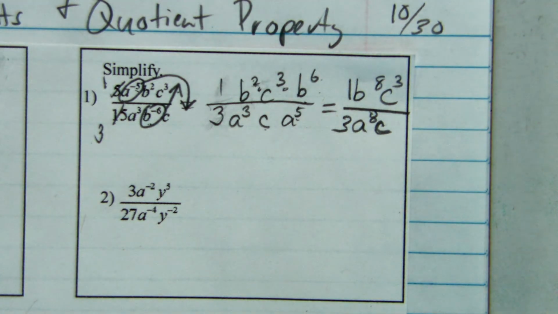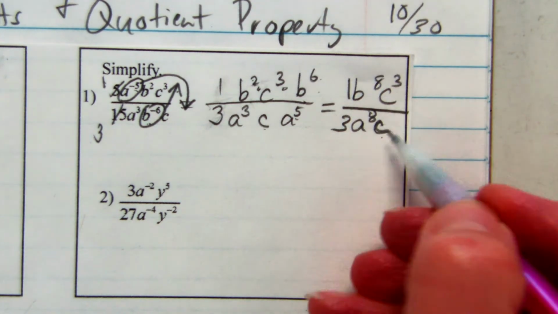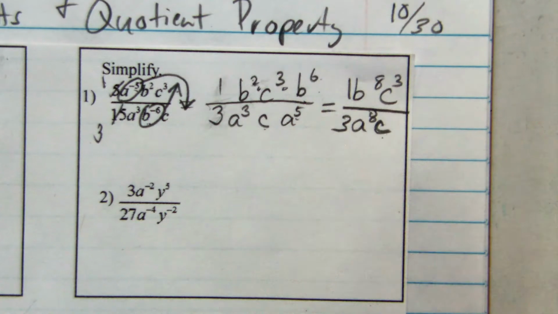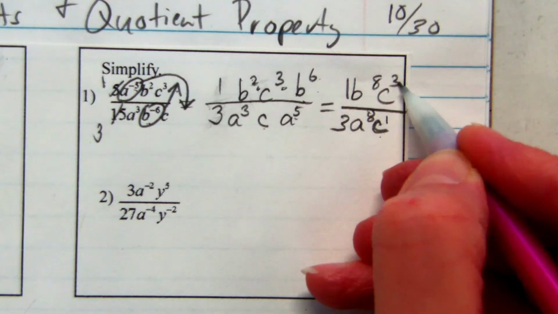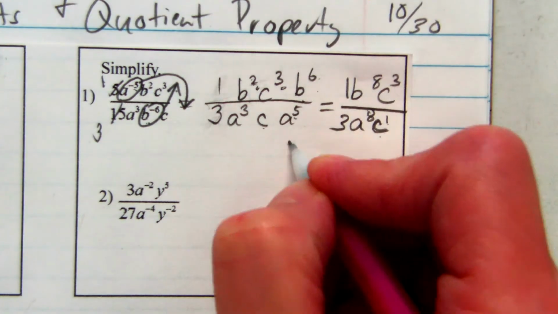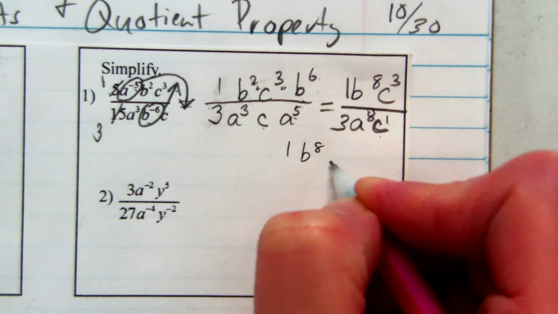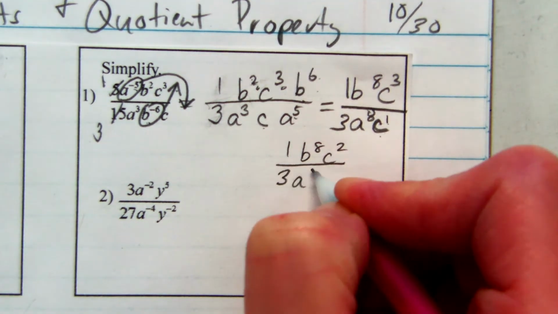So now I look. Do I have any letters in there more than once? C. Yes, the C is in there more than once. And so when I'm combining those, I'm going to go ahead and subtract. So this is C to the first, that's C to the third. 3 minus 1 is 2. It's positive 2, so I'm going to stick it in the top. So I've got 1, B to the 8th, C squared over 3A to the 8th.